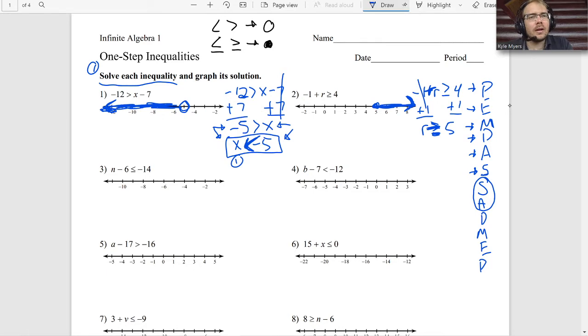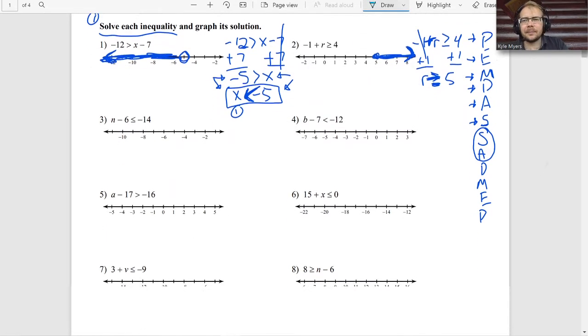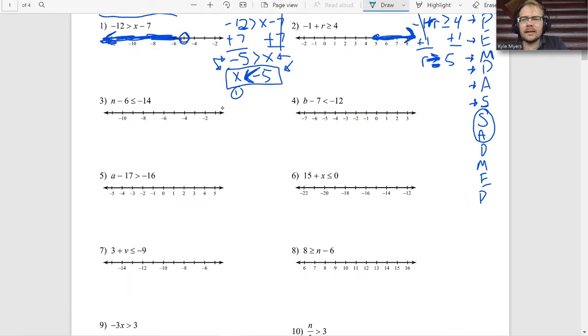All right, cool. So that was number 1 and number 2. Let's hope they get easier and not harder, right? Ooh, all right. It does look like they get maybe a little bit easier. Number 3 doesn't look terrible. Let's see here. So we want to identify the operation: minus. What's the opposite of minus? Plus. So I plus 6 on both sides.